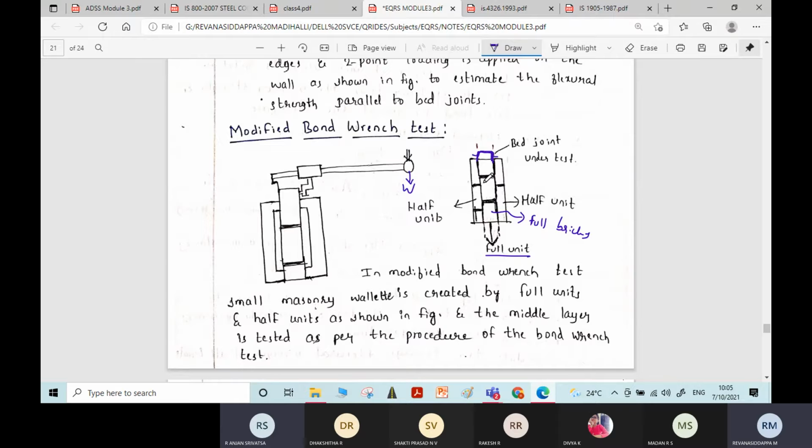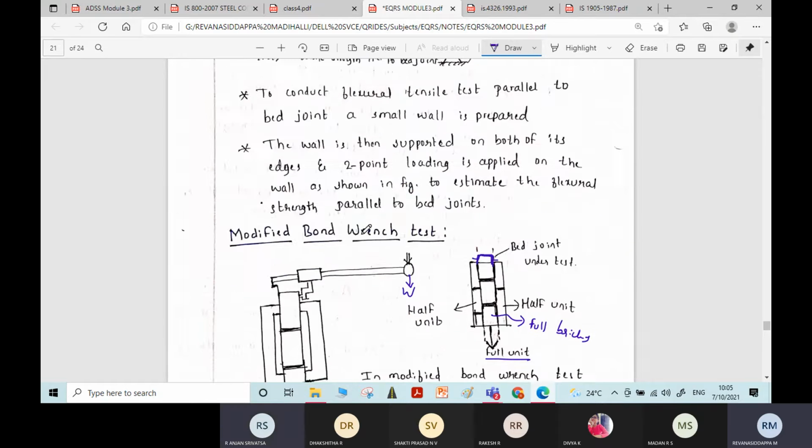So if it is having 2 to 3 layers, there will be some contribution from neighboring layers towards the flexural strength of the masonry. So that is why it is called the modified bond wrench test. In this case, we will construct 3 layers of bricks and perform the test. So this is about the modified bond wrench test.